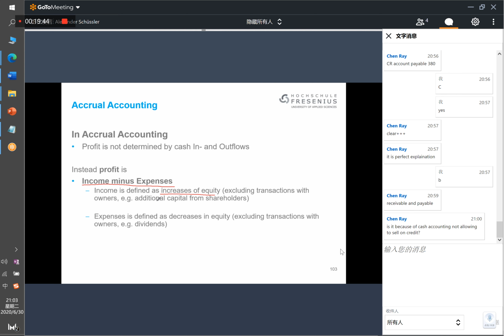For example, additional capital from share owners. Yeah, if you have a share issuance, then this is not income. Share issuance is not income.